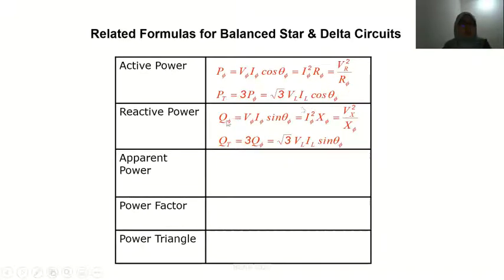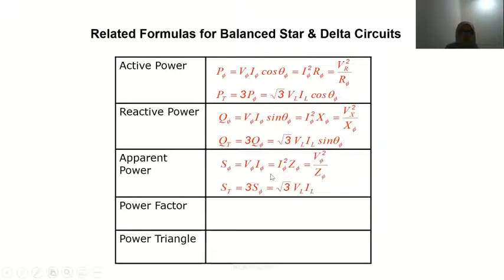So your reactive power, Q phase, is equivalent to V phase I phase sine theta, or also I squared X phase, and V squared over X phase. Your Q total is equivalent to 3 times Q single phase, and also equivalent to square root 3 VL IL sine theta.